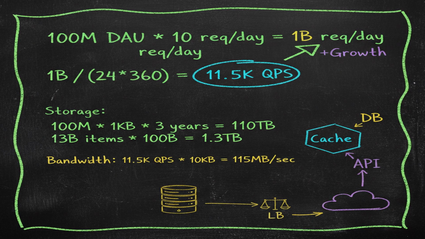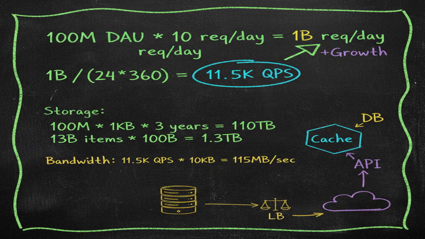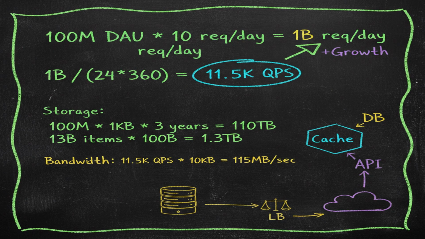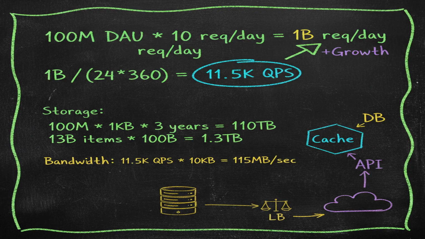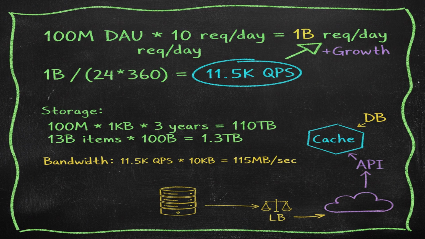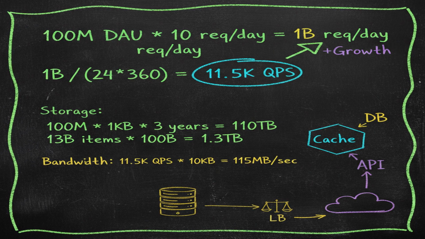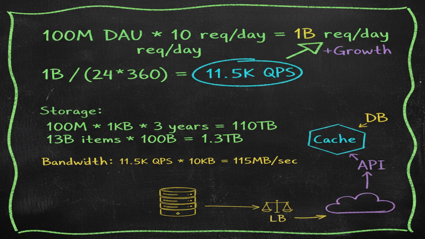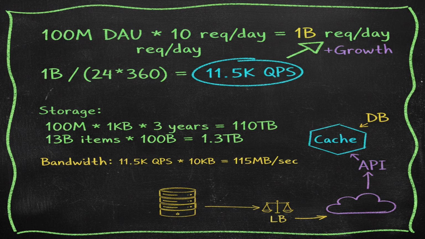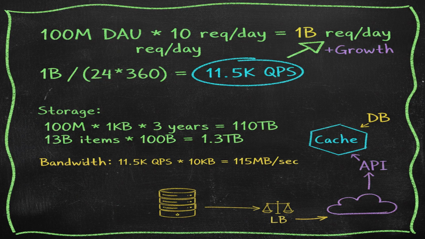Let's estimate our scale. Assume 100 million daily active users, DAU. If each user generates 10 recommendation requests per day, that's 1 billion requests per day, or roughly 11,500 requests per second, QPS. For storage, if we store 1 kilobyte of data per user for recommendations, that's 100 gigabytes of data. Considering a 3-year history, that's 100 gigabytes times 3 times 365 equals 110 terabytes. Bandwidth, assuming 10 kilobyte response size per request, that's 11,500 requests per second times 10 kilobytes equals 115 megabytes per second. But here's the twist.